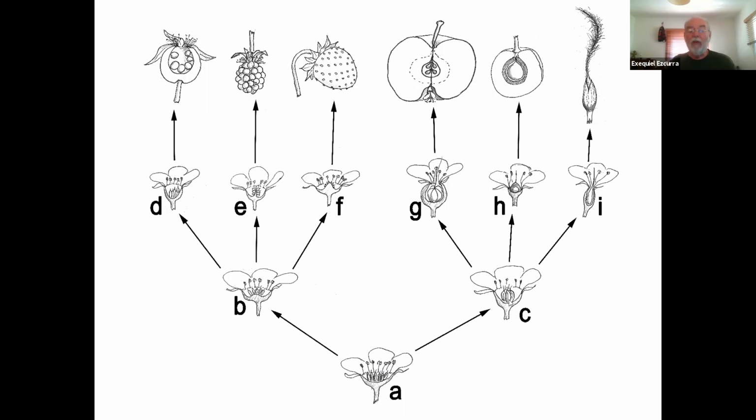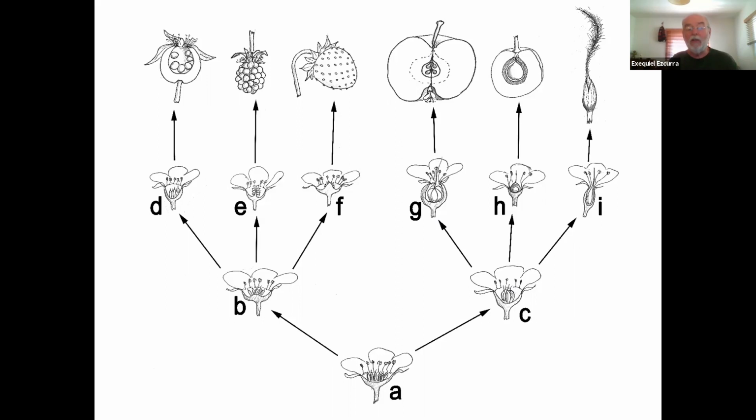On the right-hand side of this tree, you can see the fused carpels evolving into, here in option G, a set of fused carpels surrounded by a fleshy hypanthium that becomes also in turn fused with the carpels. So from the original flowers, the carpels become fused, and then the hypanthium fuses with the carpels to give a multicarpellate fruit with a fleshy hypanthium, a pome.